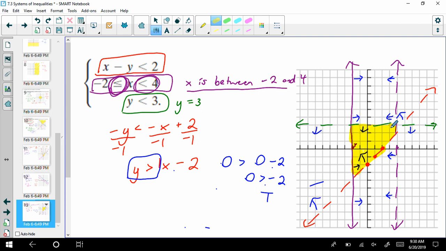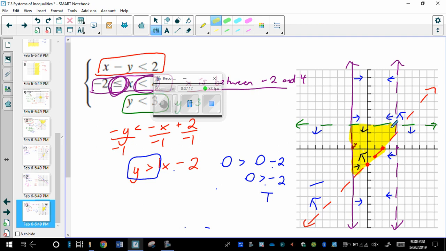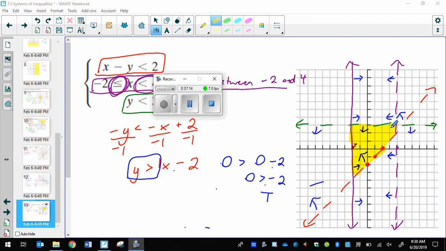So, word of advice on My Math Lab, make sure that if you want a solid line, that you have clicked the solid line tool. If you want a dashed line, make sure you've clicked the dashed line tool. That sometimes gets people tripped up.